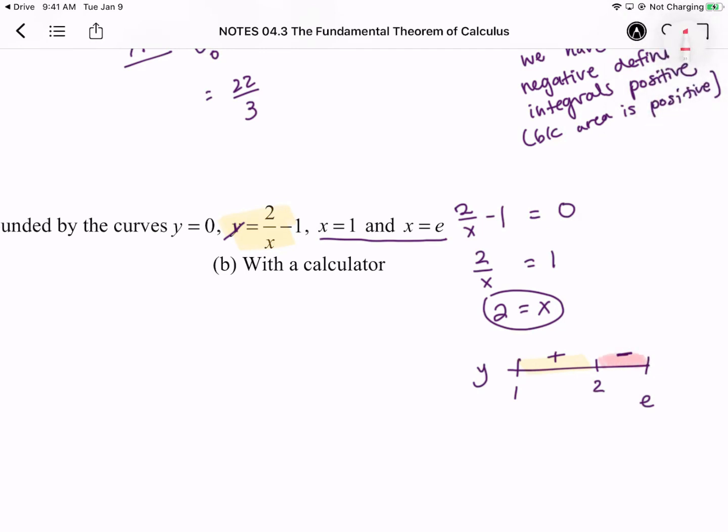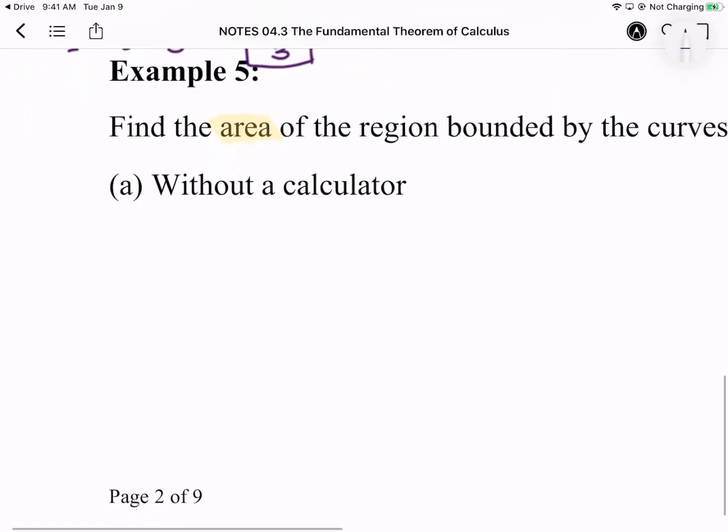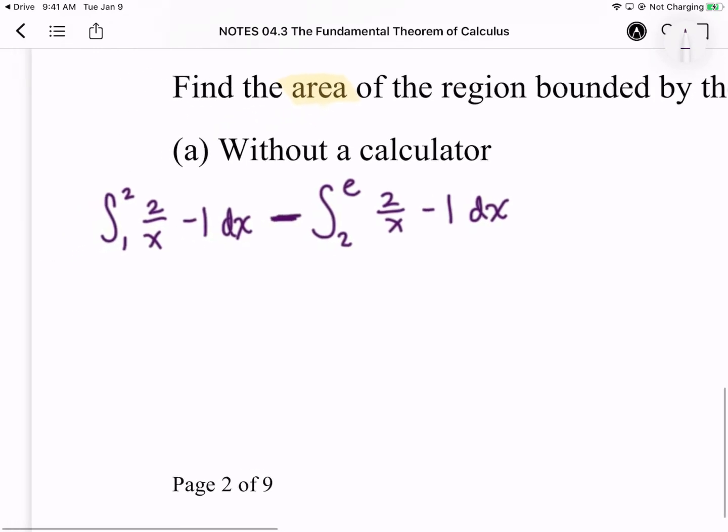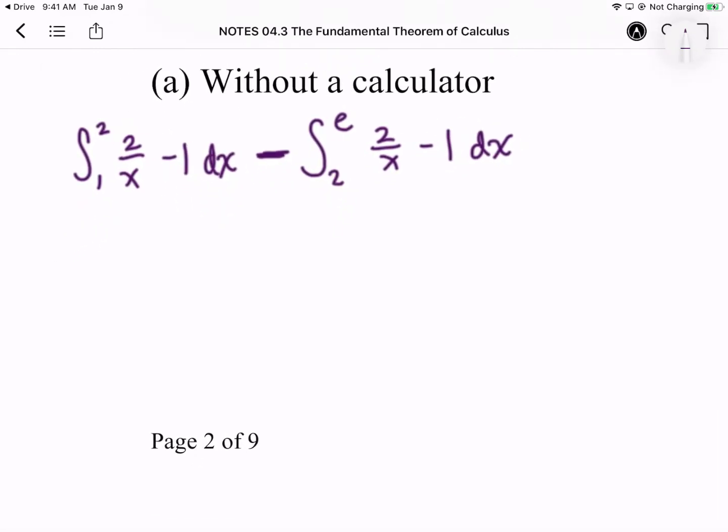So when I'm doing my integration, I need to put a negative sign in front of the integral from 2 to e. Okay? So that's how I will set this up without a calculator. I can just go from 1 to 2 normally, since that's nice and positive. But then I have to subtract and put a negative sign in front of the integral from 2 to e, since that is a negative value there.